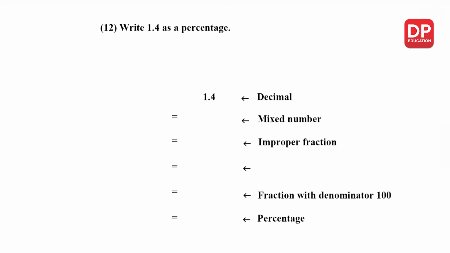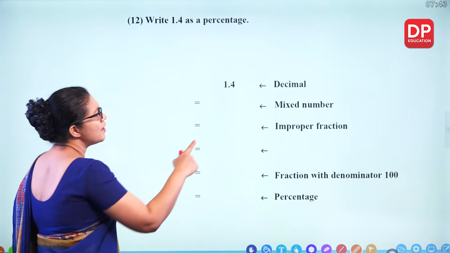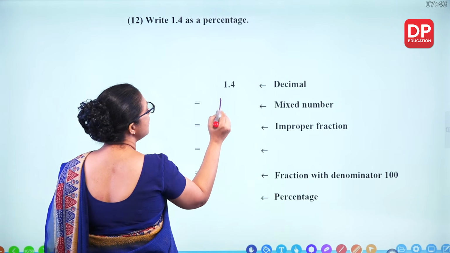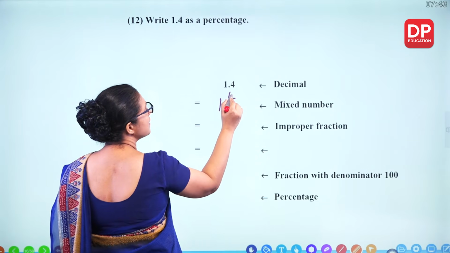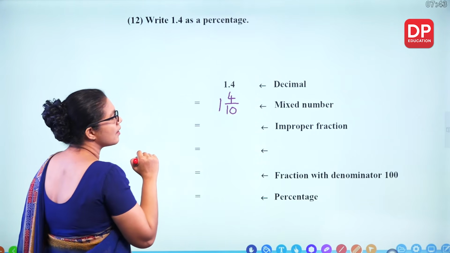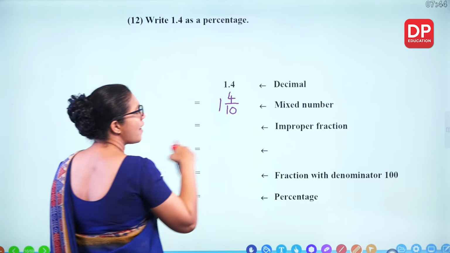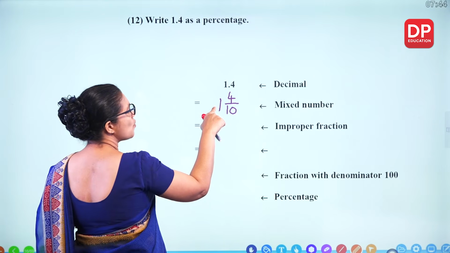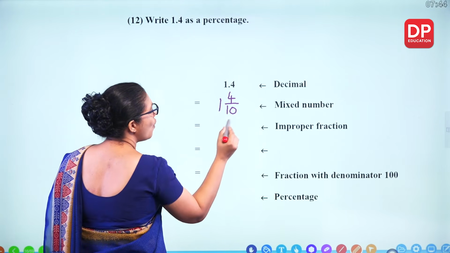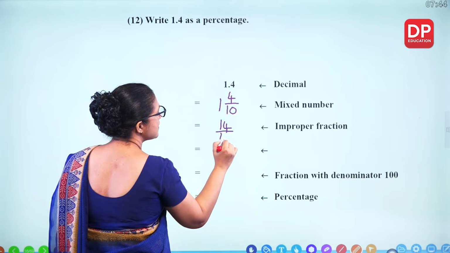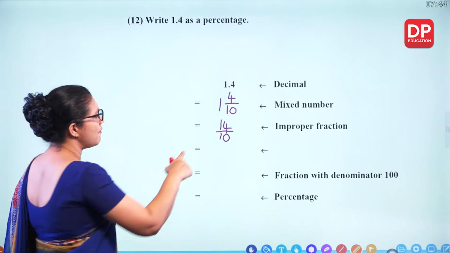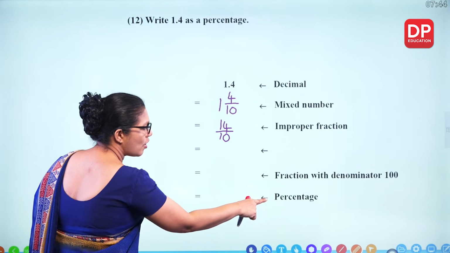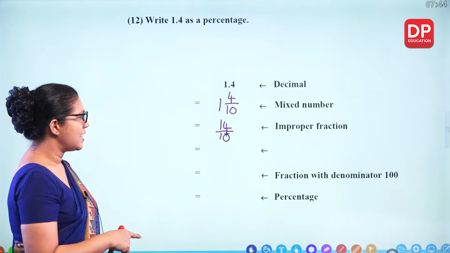Write 1.4 as a percentage. So 1.4 is a decimal. So convert to a mixed number. 1 and 0.4. 0.4 you can write as 4/10. Now convert to an improper fraction. 10 times 1, 10. 10 plus 4, 14/10. That's an improper fraction. If you want, you can simplify, but you don't need to simplify because we can convert to a percentage easily.